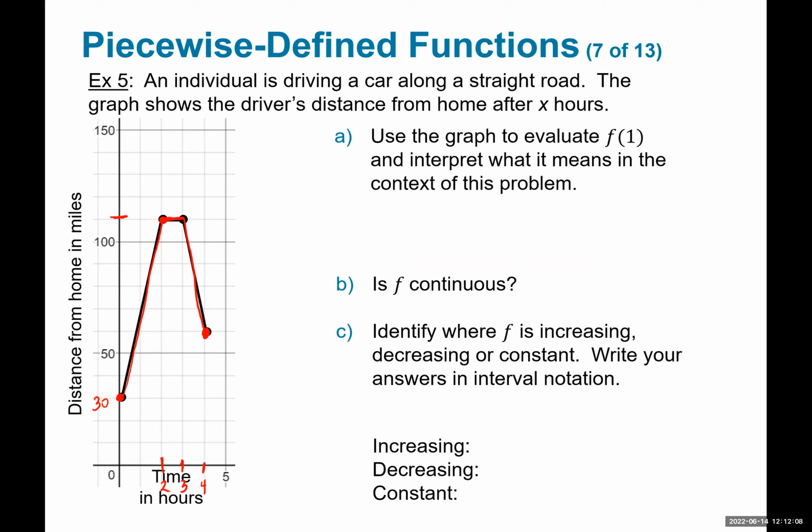So you can kind of see what's happening. They are stopped in this case. They didn't change distance, going back home. And this way we're going away from home. Okay. Use the graph to evaluate f of 1 and interpret what it means in the context of this problem. So f of 1 is here. And so that is what, 60, 70 miles from home. So I would say after 1 hour, this person is 70 miles away from home.